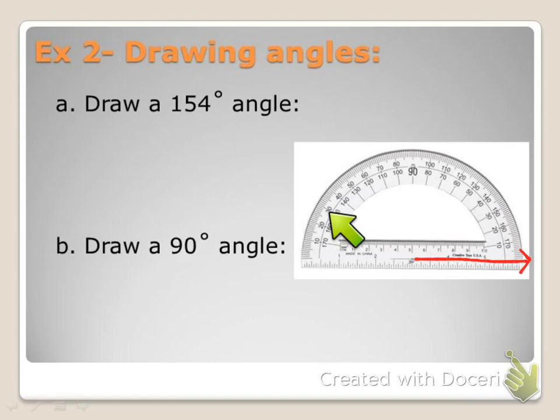So I'm going to go all the way over to this side. This should be an obtuse angle. If yours is looking acute, it's because you're using the wrong side of the protractor. Between the 150 and the 160 will be 154, a little closer to the 150. So there's 155, like right there. You need to just take your pencil and draw a little mark there.